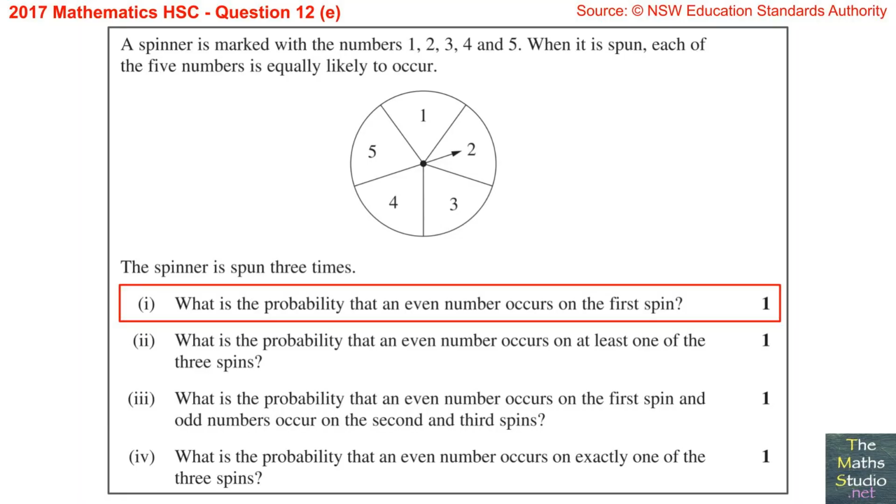Question 12, Part E. A spinner is marked with the numbers 1, 2, 3, 4 and 5. When it is spun, each of the 5 numbers is equally likely to occur. The spinner is spun 3 times. Part 1. What is the probability that an even number occurs on the first spin?